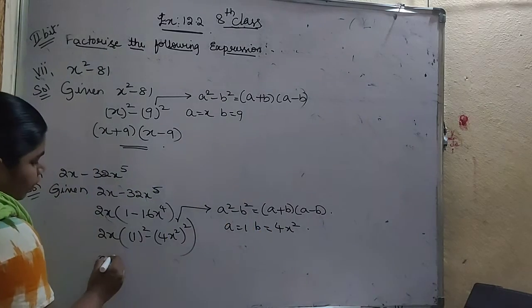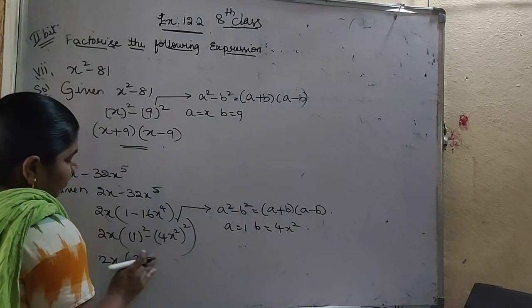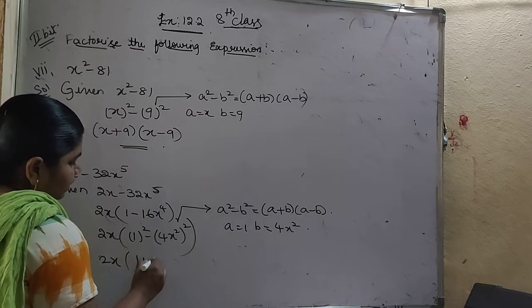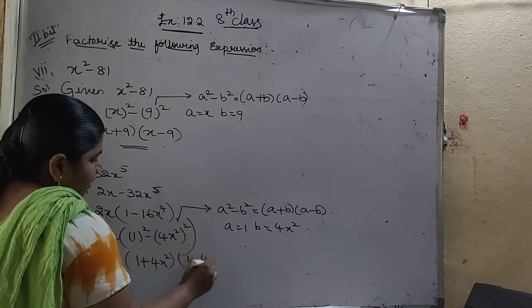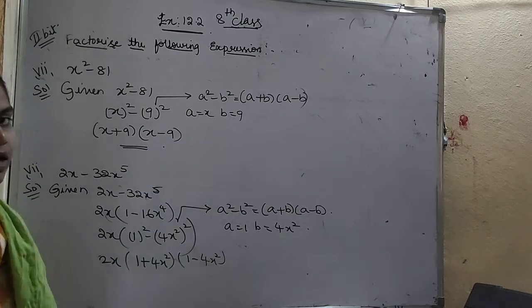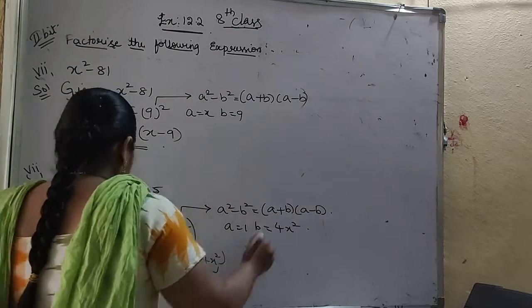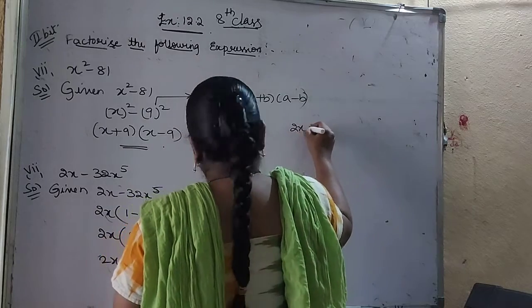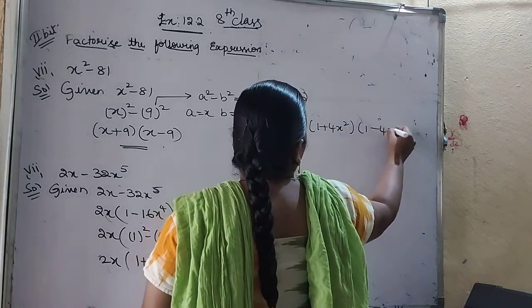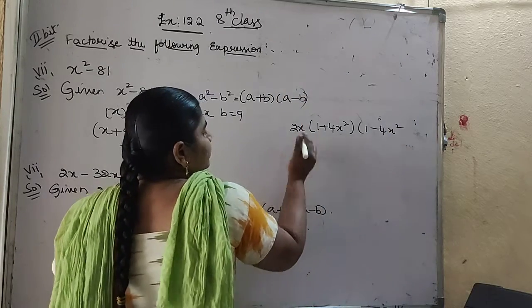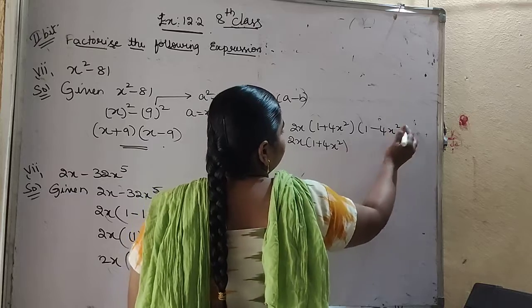Now 2x I am writing as it is. Now we can split it into this form: a plus b is nothing but 1 plus 4x square, and a minus b is nothing but 1 minus 4x square. Now if you see, again we can split this. So what is the expression? 2x into 1 plus 4x square, the other is 1 minus 4x square. These two terms I am writing as it is. Only this one I am splitting.